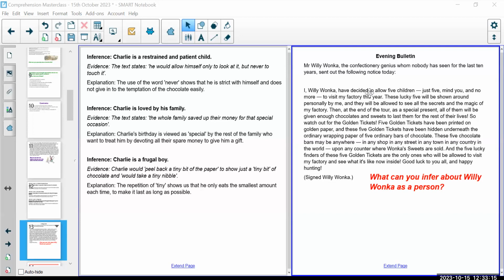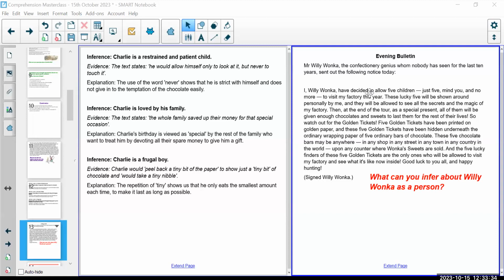Okay. Willy Wonka is a generous man. This is shown by the phrase, all of them will be given enough chocolates and sweets for the rest of their lives. He's trying to promote the number of people who buy his sweets by doing this, as many people will start buying chocolate bars in the hope of getting a golden ticket.